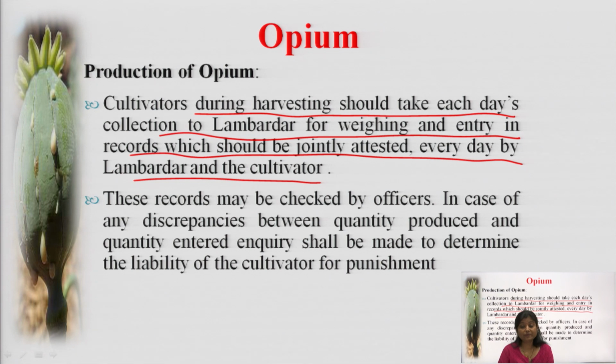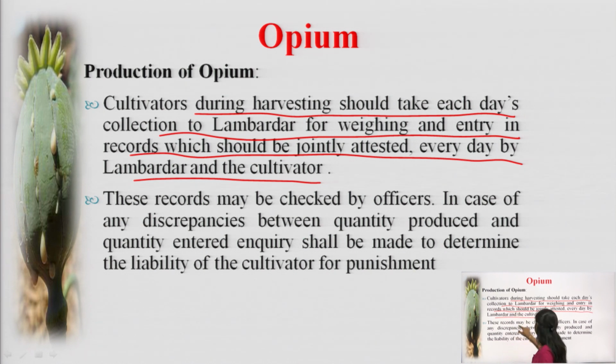So how does it have to be done? When the cultivator is collecting the drug, on the same day he has to go to the Lambardar for its physical identification. The Lambardar will check the quantity of the drug produced, and he will note it in the register, as well as have it attested by the cultivator also. So these are the 2 persons who will have the same information on the same day.